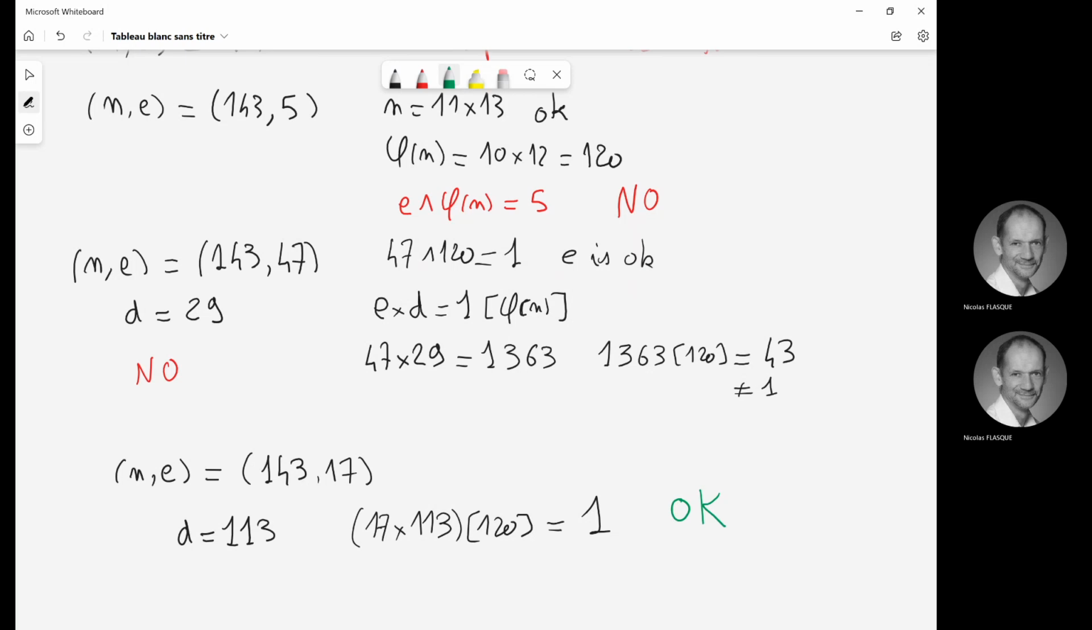So remember, if you have such an exercise to handle, first check that n is a product of two prime numbers. Then check that e is co-prime with phi of n, and if you're given the value of d, you have to check that e times d is equal to 1 modulo phi of n. Don't try to make calculations modulo n for e and d. It's e times d equal to 1 modulo phi of n.